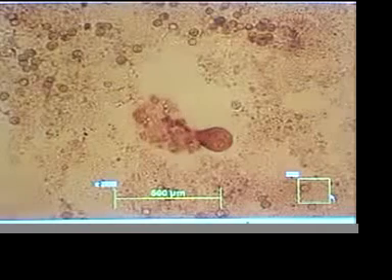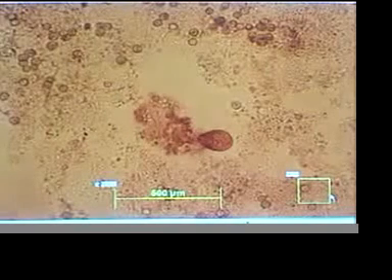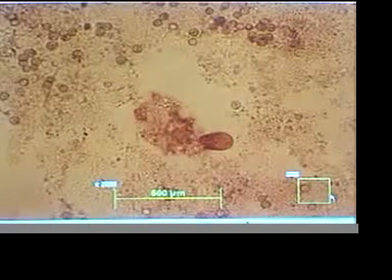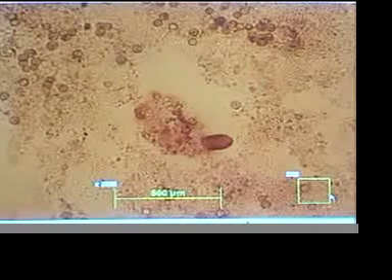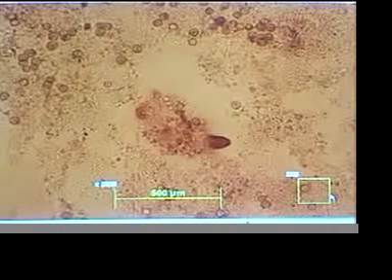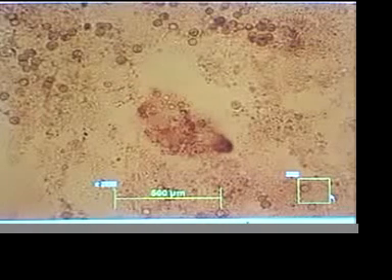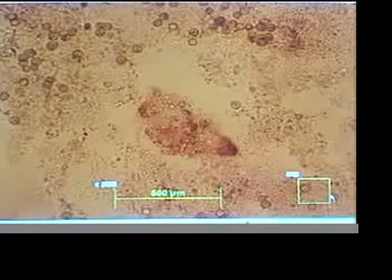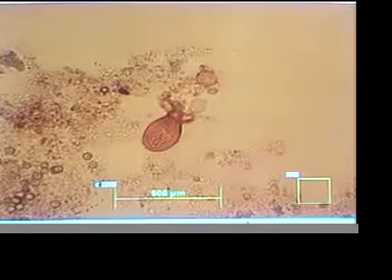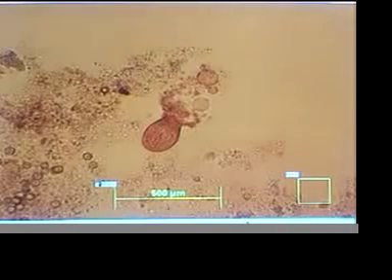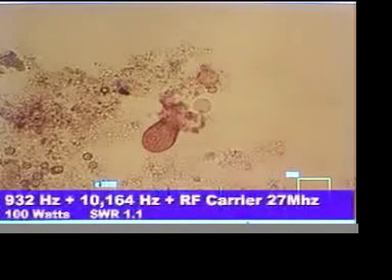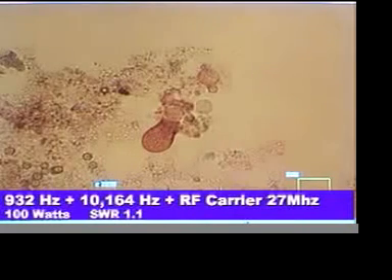100 watts, SWR about 1.1. 932 Hertz. First hit at that frequency I've seen. 932 Hertz plus 10,164 Hertz. You can pick that up. Excellent. 932 Hertz. Looks like an excellent frequency. Quite a few organisms.